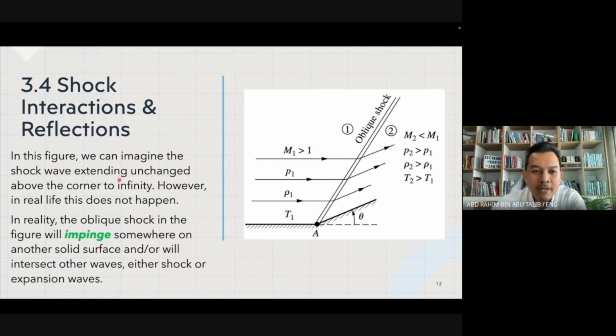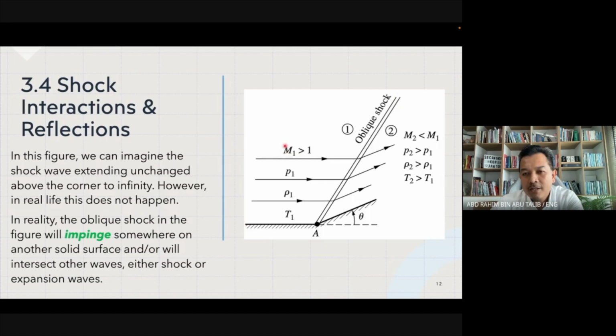So we have this figure where we can imagine the shock wave extending unchanged above the corner to infinity. So you have a flow which experiences a wedge-like surface with an angle theta, right? Basically, from there, the shock is being deflected and an oblique shock forms in this particular manner, right?